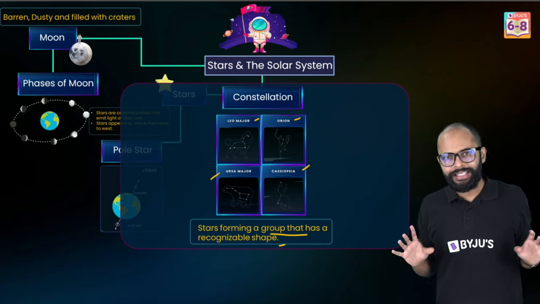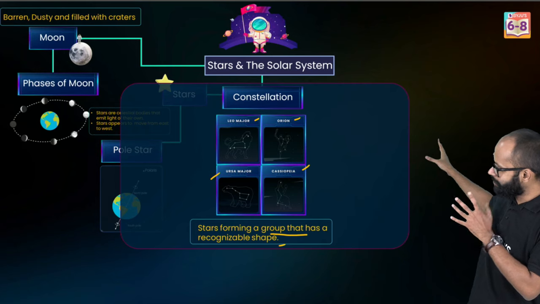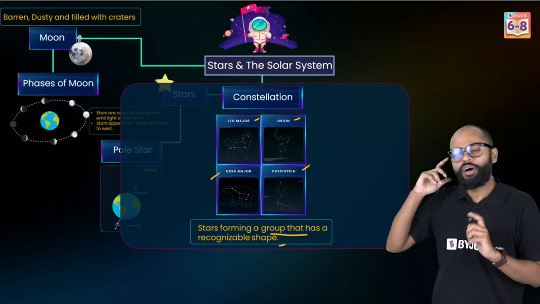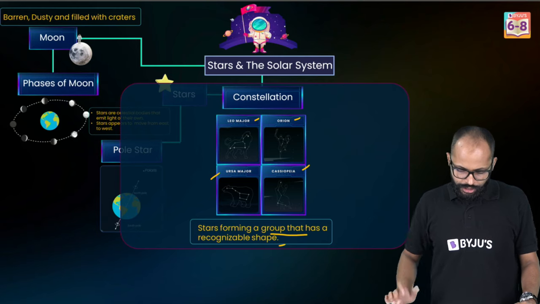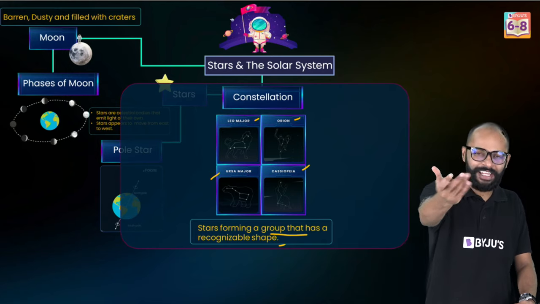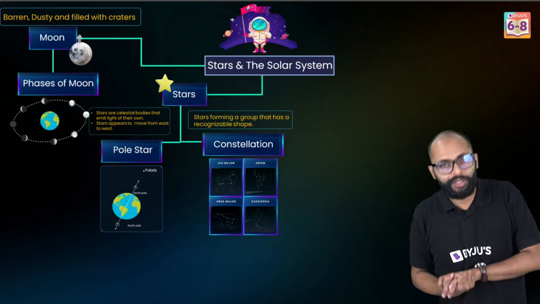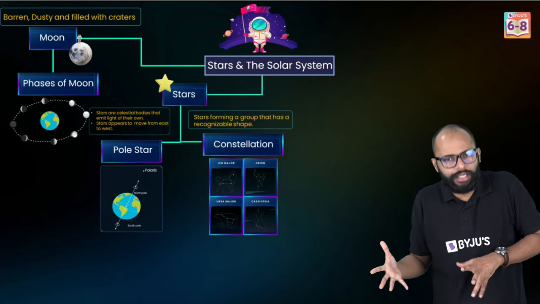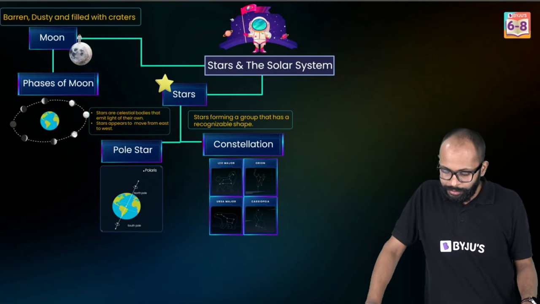Theek hai? At least, in One Shot I have done them properly, right? Make sure at least these four you know, the shapes you know. And inke bahut sare naam hai, right? Saptrishi bhi bolte hain inme. Kisko bolte hain Saptrishi? Hindi mein. Come on, tell me. Theek hai? All right. That's constellation. Stars forming a group. And question aa sakta hai. I'm not saying aayega, aa sakta hai. All right, theek hai. Chalo, constellation is also done.